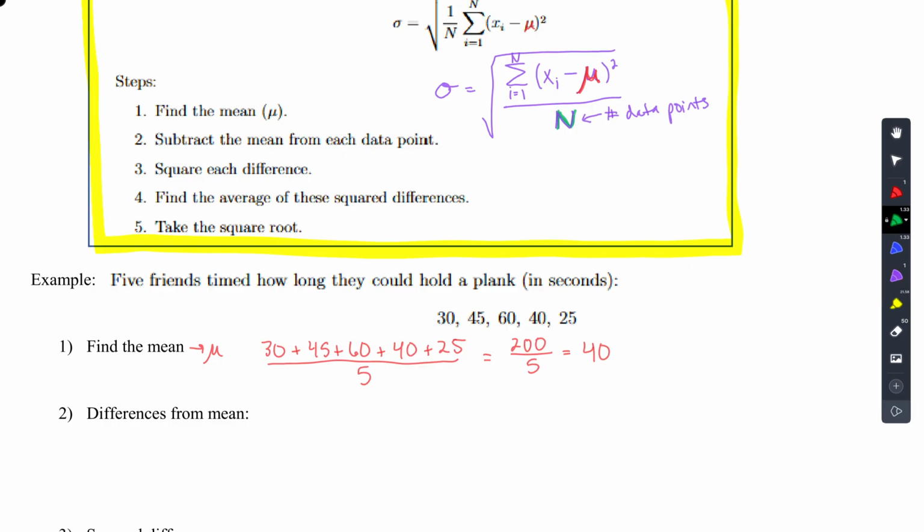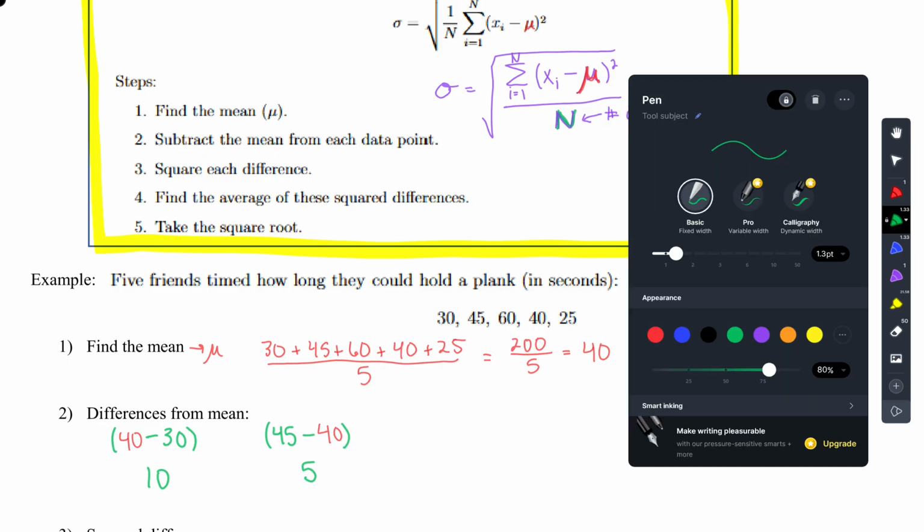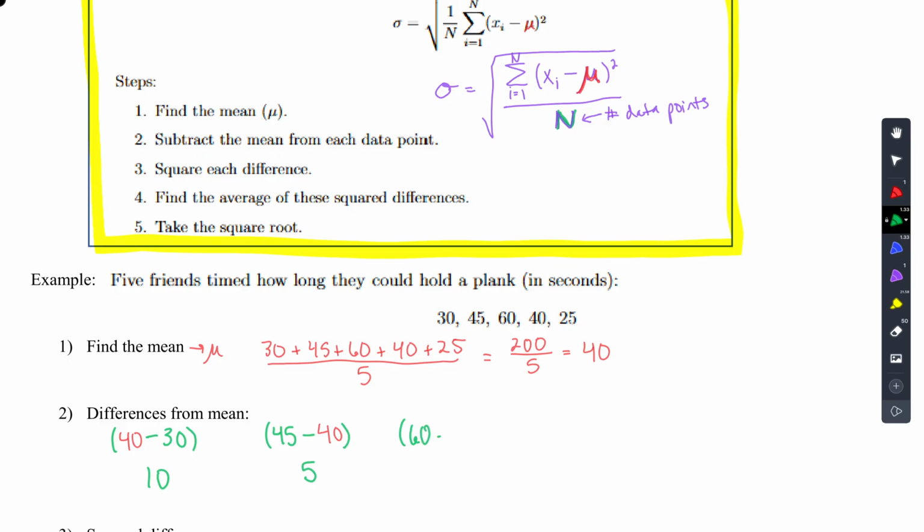So the next thing you're going to do is take just the difference. It doesn't matter which one you do first, because you're going to end up squaring these later. So I always just do the bigger one minus the smaller one just to make things easier. So this first number is going to be 10. Then you're going to do 45 minus 40. So you're just taking the difference between each number and the mean. So this one's 5. I know you guys can do this in your head, but just write it in your notes so you remember where all these numbers are coming from.